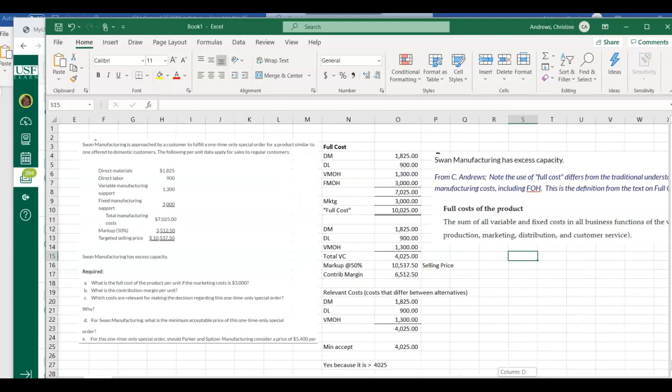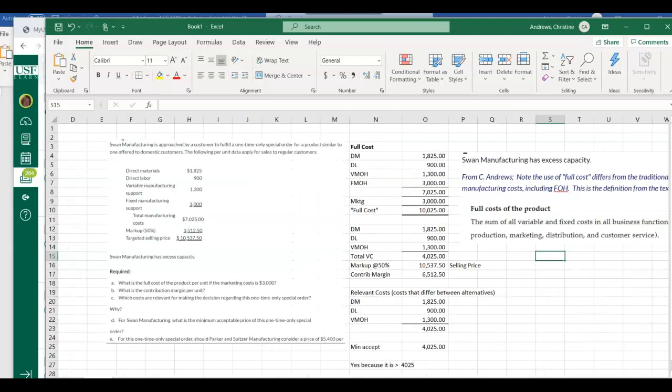definition. So the answer for that then, first question is, what's the full cost? So that would be, here are manufacturing costs, 7,025, plus the marketing cost, it'd be 10,225. But in terms of setting it up, I guess it's not like you've got a choice. With special order is you want to know that you can cover your variable costs. Okay, that's what the question really is.